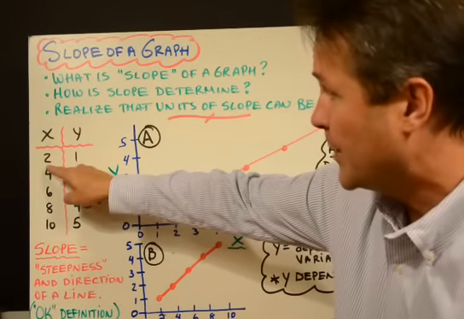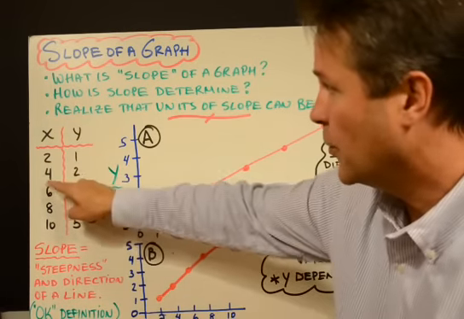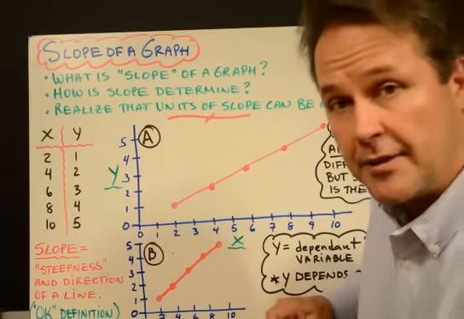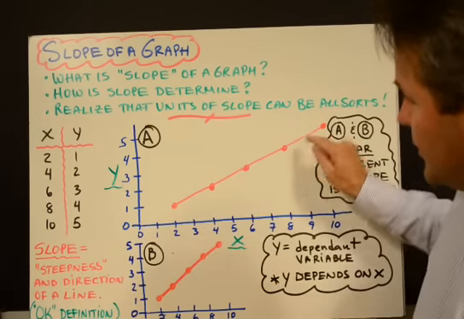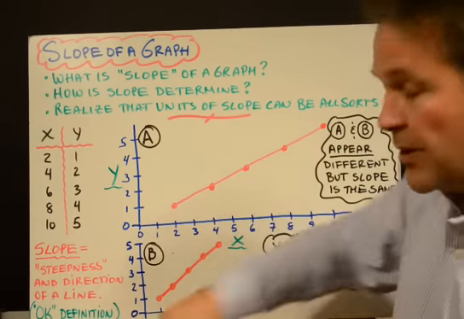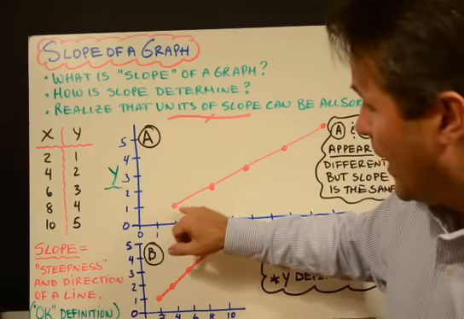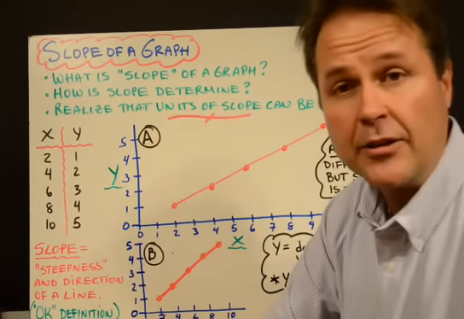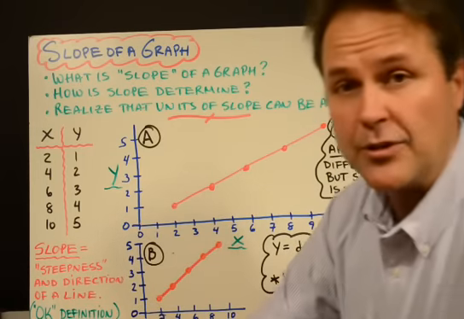And I've taken all the data pairs. 2, 1 is a data pair, 4, 2 is a data pair, 6, 3 is a data pair. And I've plotted the dots, and I've connected the dots with a smooth line. Now, it just so happens this data right here is linear. It forms a straight line. So that's the word linear.